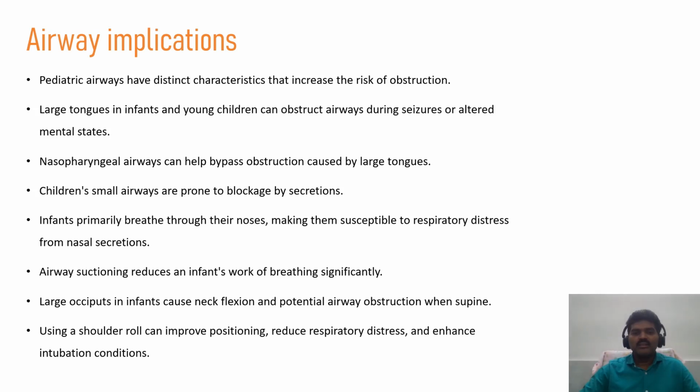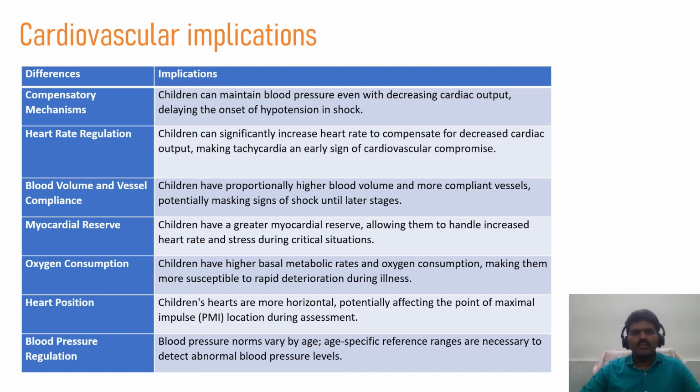Heart position: children's hearts are more horizontal, potentially affecting the point of maximal impulse location during assessment. Blood pressure regulation: blood pressure norms vary by age. Age-specific reference ranges are necessary to detect abnormal blood pressure levels. Bradycardia is usually a late sign, which indicates impending cardiac arrest and should be treated as an ominous sign. They can vasoconstrict peripherally to maintain blood flow, contributing to delayed signs of shock. But this vasoconstriction is not as pronounced as in adults.